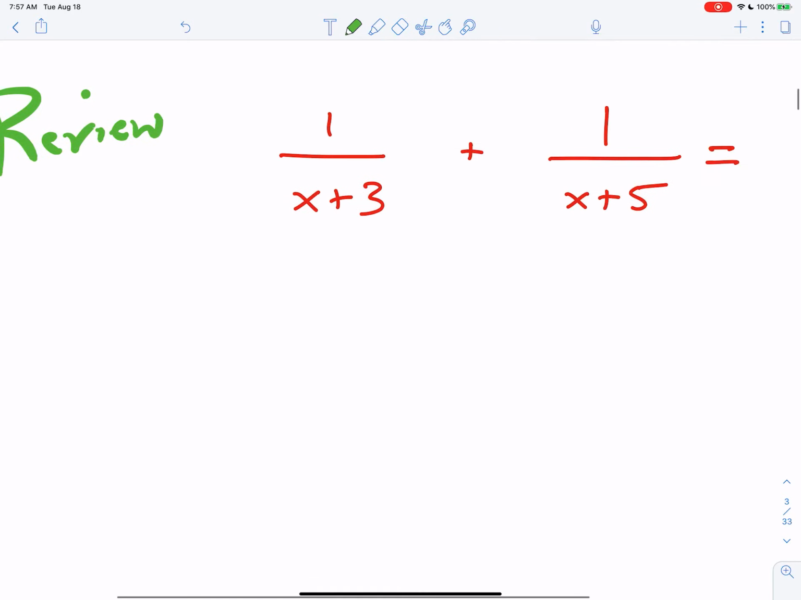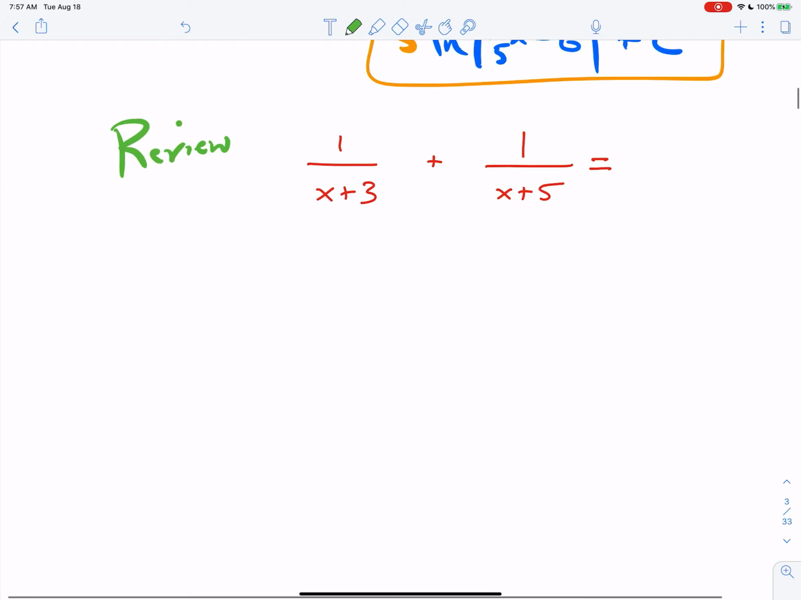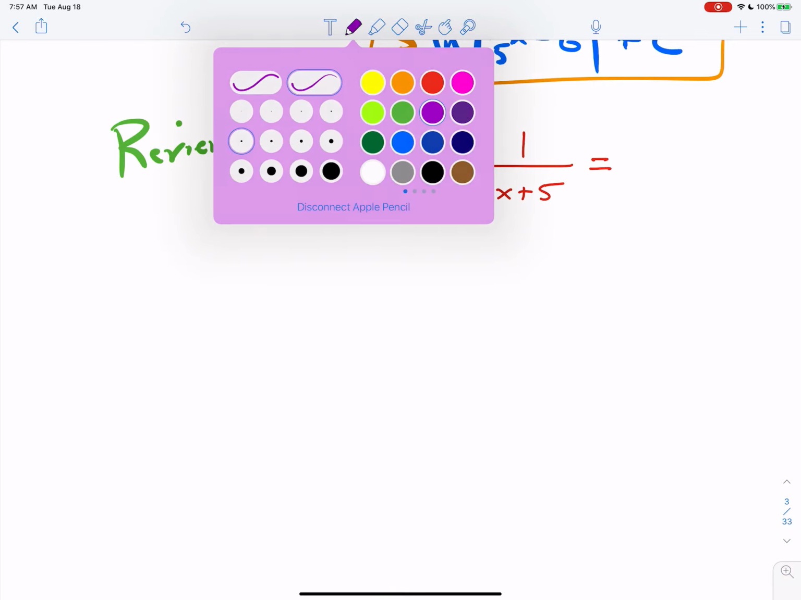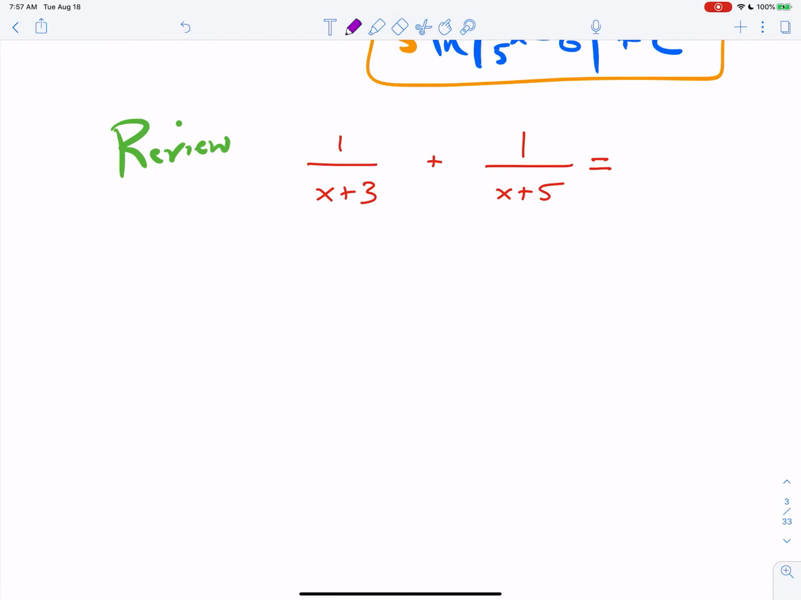1 over x plus 3 plus 1 over x plus 5. You might have seen this way back in integrated math, maybe 1 or 2, or maybe even in algebra 1, depending on what you took. So if I ask you guys to add these two fractions, how do we add fractions? We add fractions by making sure we have the same denominator.